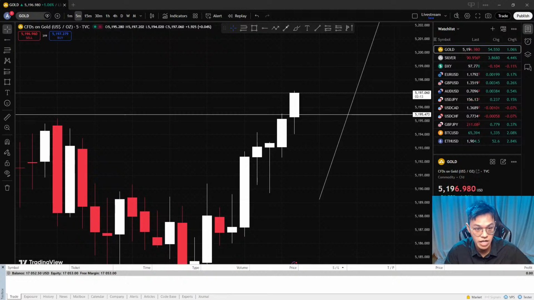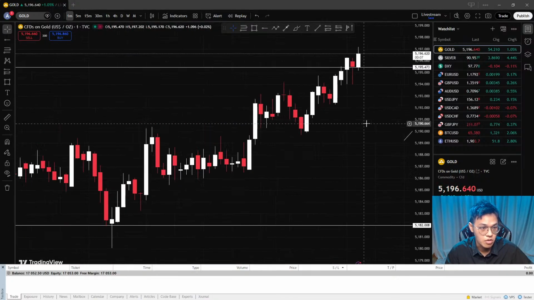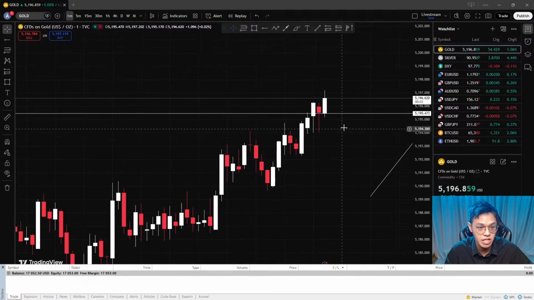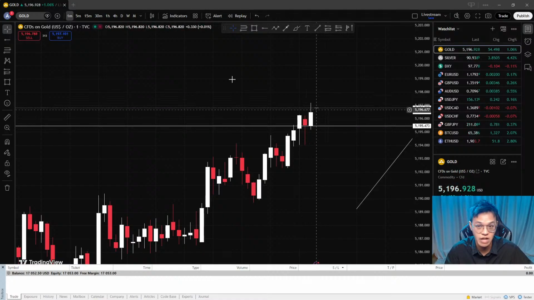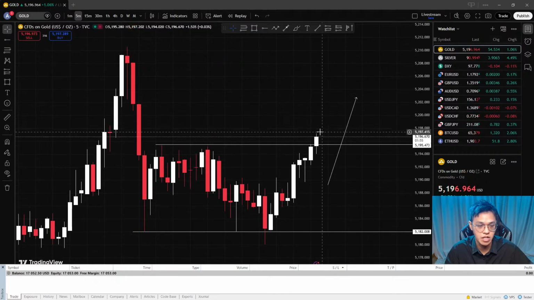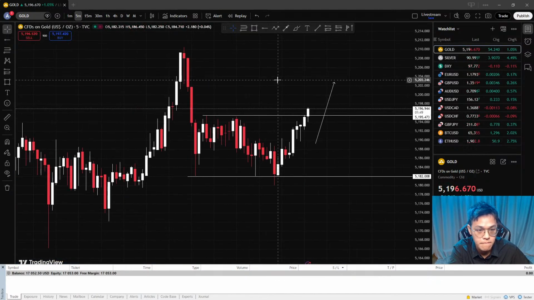Right, guys, the price starts to pump, but it's okay. If the price can really keep trading above this level, then it shows that there's strong buying momentum here. So another 2 minutes, okay.